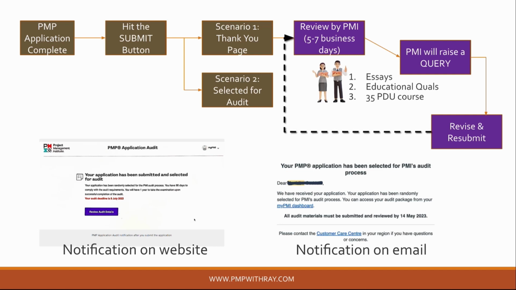Scenario 1, your application goes again under review by PMI. They relook at your application, and if all is well, they approve it within 5 to 7 business days, and you get a notification to book the exam within the PMI dashboard. Please note that you may or may not get an email communication at every step, okay? So it's better to keep checking your PMI portal from time to time.